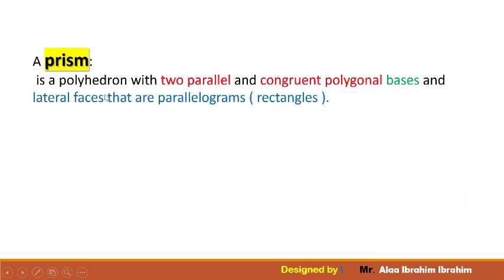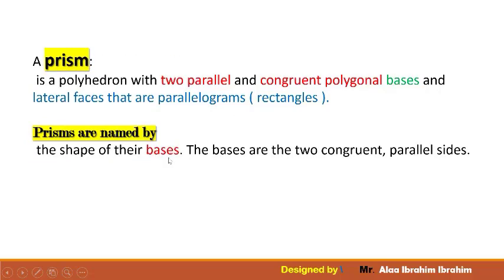Now, the definition of a prism: a polyhedron with two parallel and congruent bases and lateral faces that are parallelograms or rectangles. Prisms are named by the base. You remember I told you that if we have a prism, according to the base we name the prism. The bases are the two congruent parallel sides.